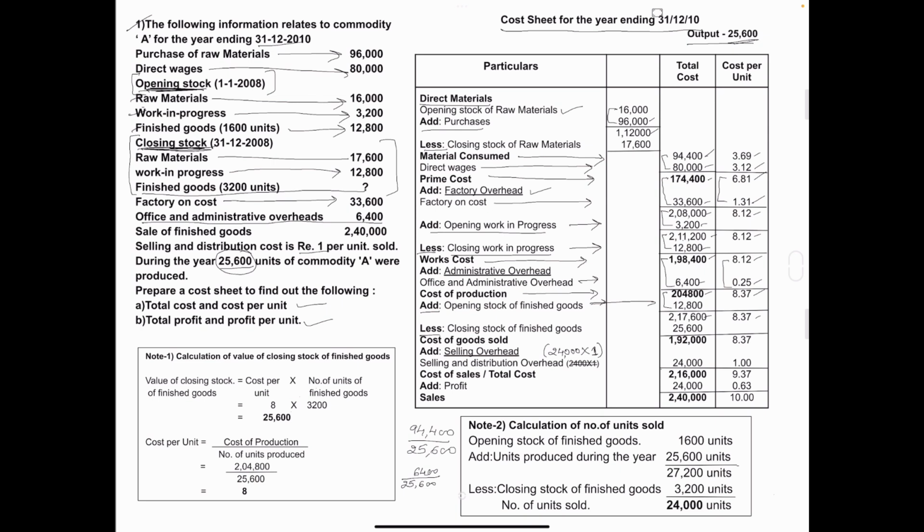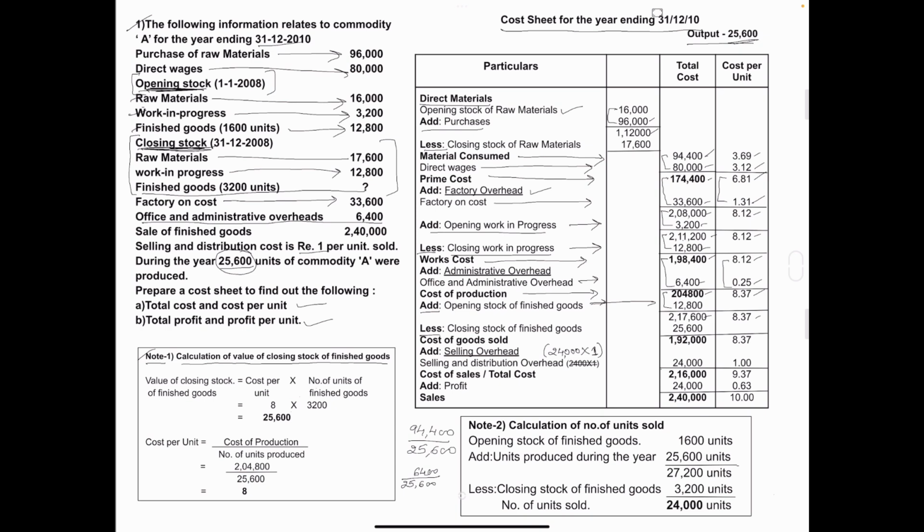For that we will prepare one note. I have prepared here note number 1, calculation of value of closing stock of finished goods. In some problems they will give you the value of closing stock, and in some problems they will not. So write note number 1. The formula is value of closing stock of finished goods is equal to cost per unit into number of units of finished goods.